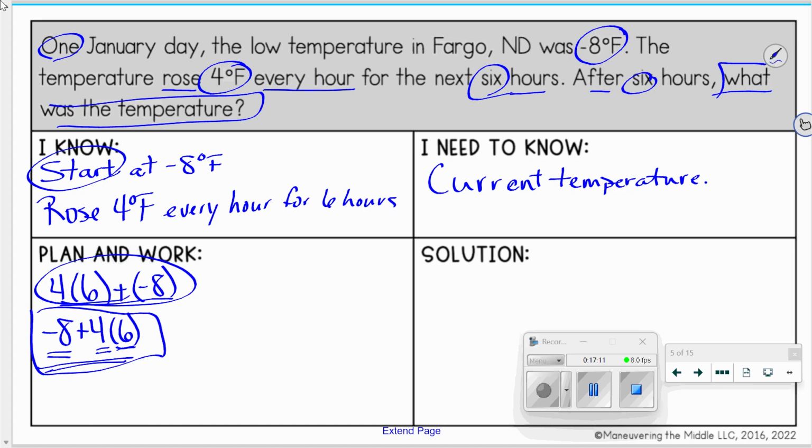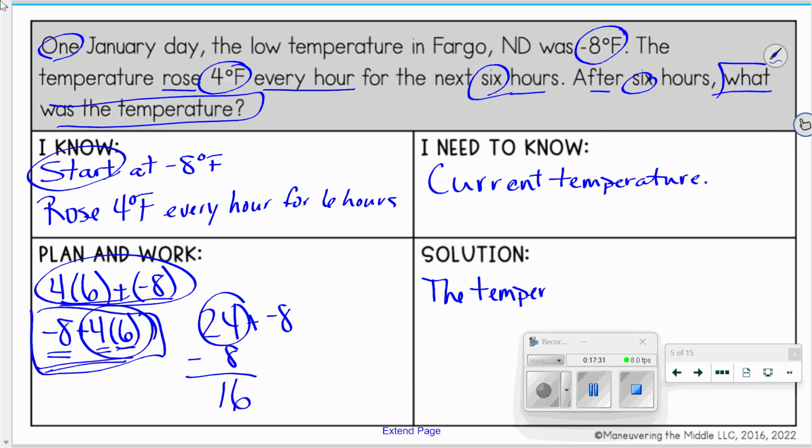set up. But to solve it, I need to follow order of operations, meaning I multiply first, so that's 24, plus a -8, means they're opposites, so I'm going to subtract. Gives me 16, the bigger guy is positive, so the answer is positive. Our solution is, the temperature is 16 degrees Fahrenheit.